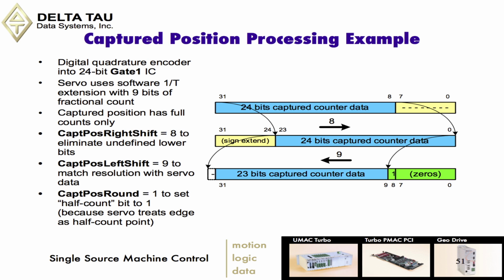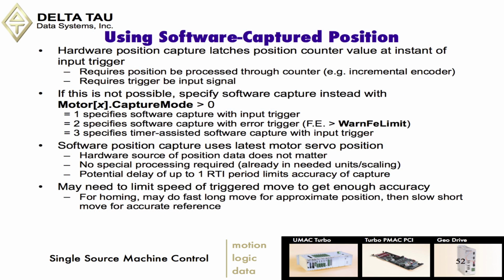Now again, the automatic feature of the firmware will automatically set these up to the correct values for you after it goes out and looks and sees what hardware you're connected to. So if we were connected to a gate 3, it would set them up for the typical gate 3 settings. So the hardware position capture latches the position counter value at the instant of the trigger.